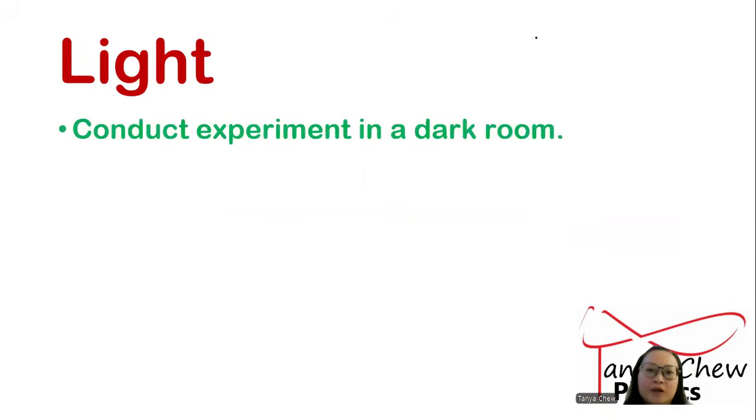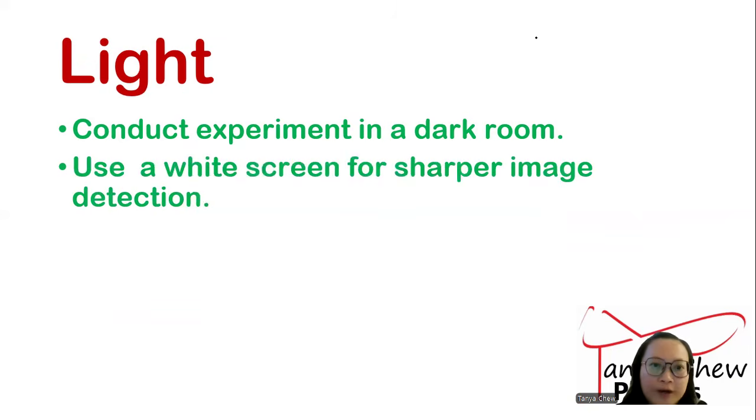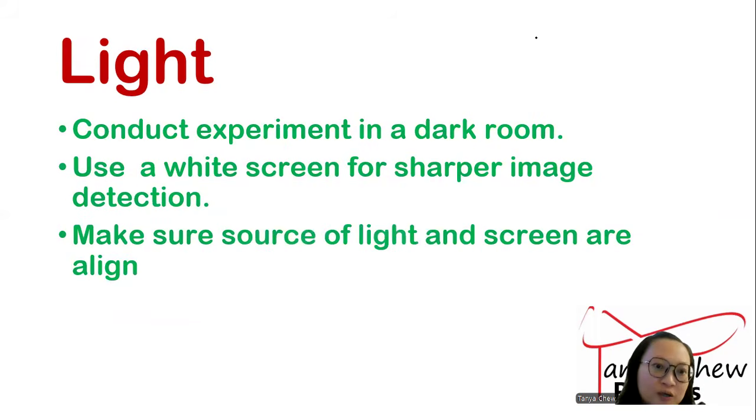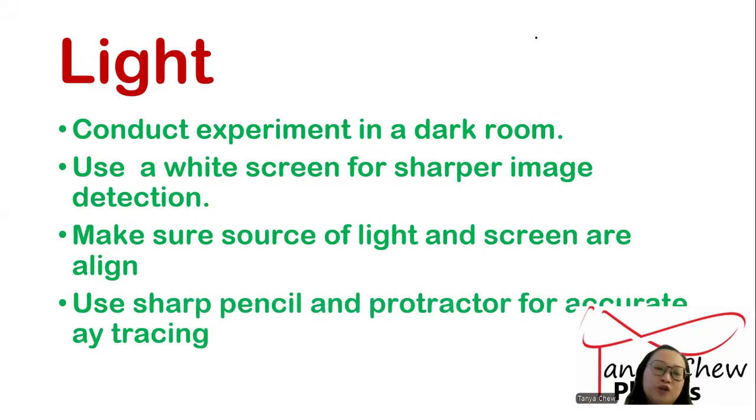For light, for a better improvement, you might want to conduct the experiment in a dark room, or use a white screen at the back for sharper image detection. Or make sure that the light and the screen are aligned. Sometimes when they're not aligned, it is very hard for you to see the image formed on the screen. And use a sharp pencil and protractor for accurate ray tracing. This is a ray.